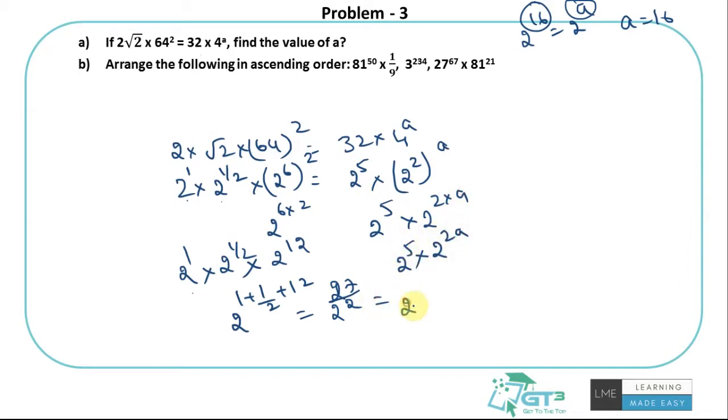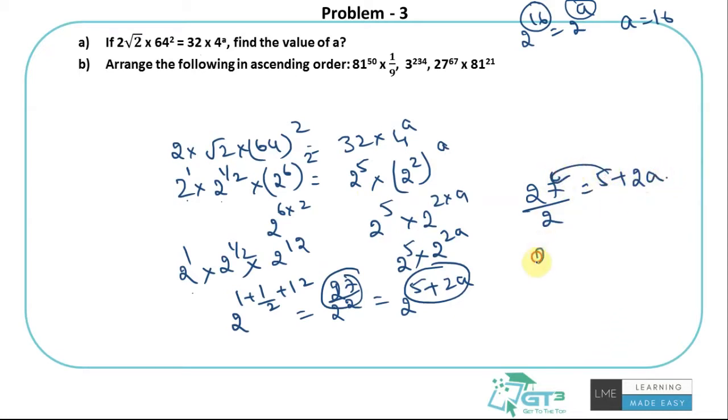So equals 2 power 5 plus 2a. So finally the powers have to be equated. So 27 by 2 is 5 plus 2a. Right, 5 goes this side. So 27 by 2 minus 5 is 2a.